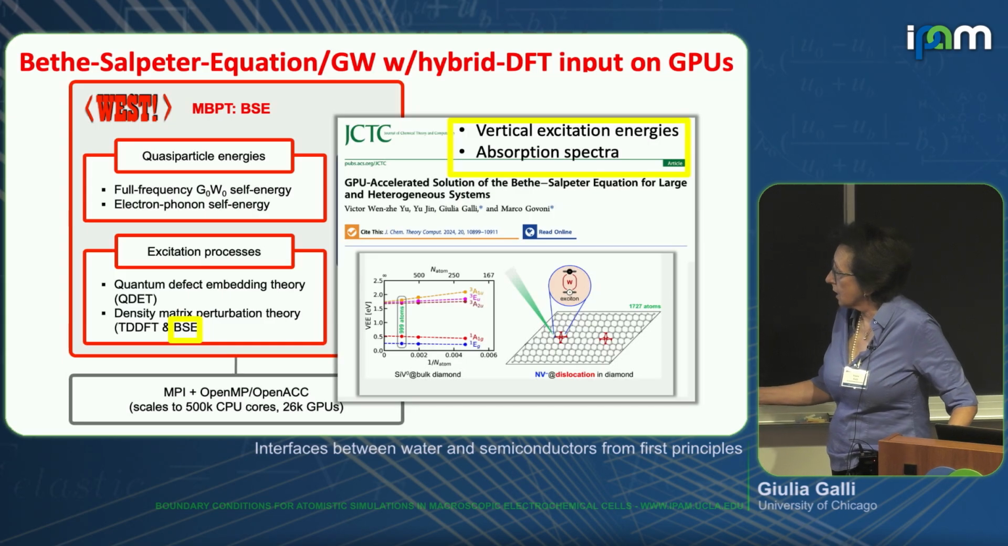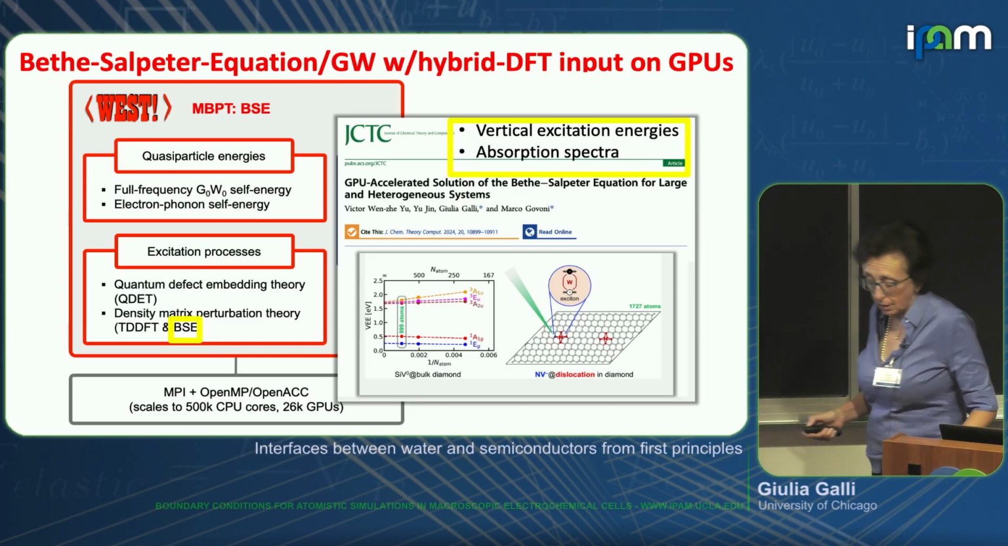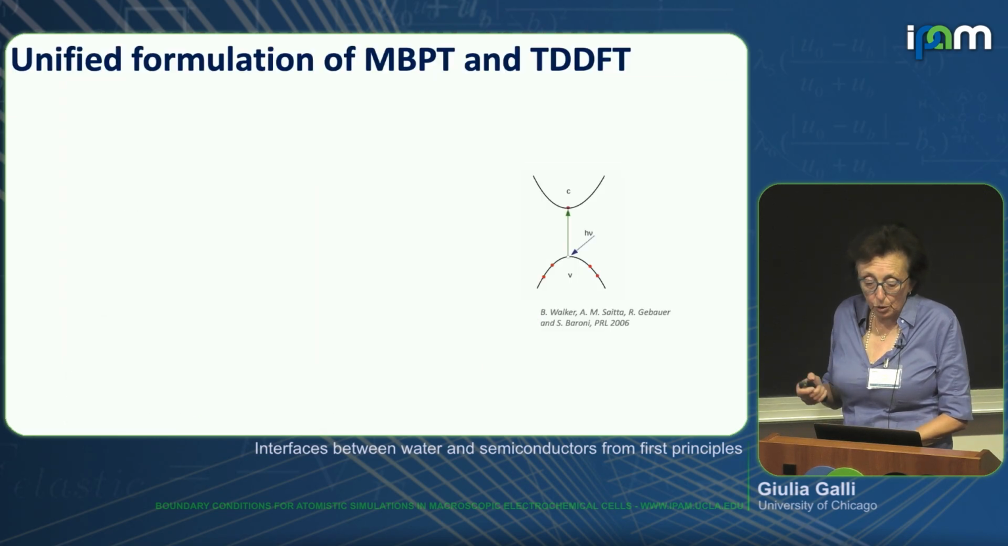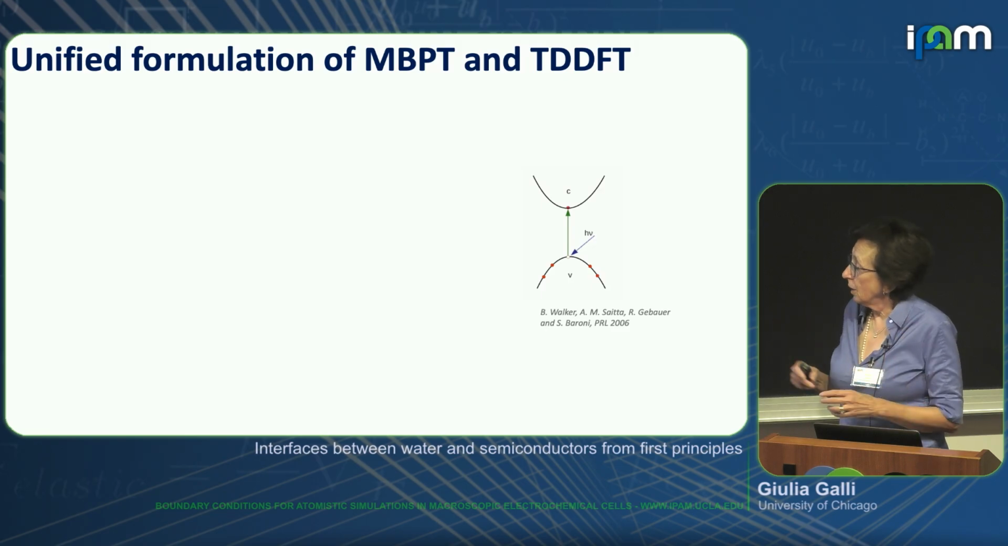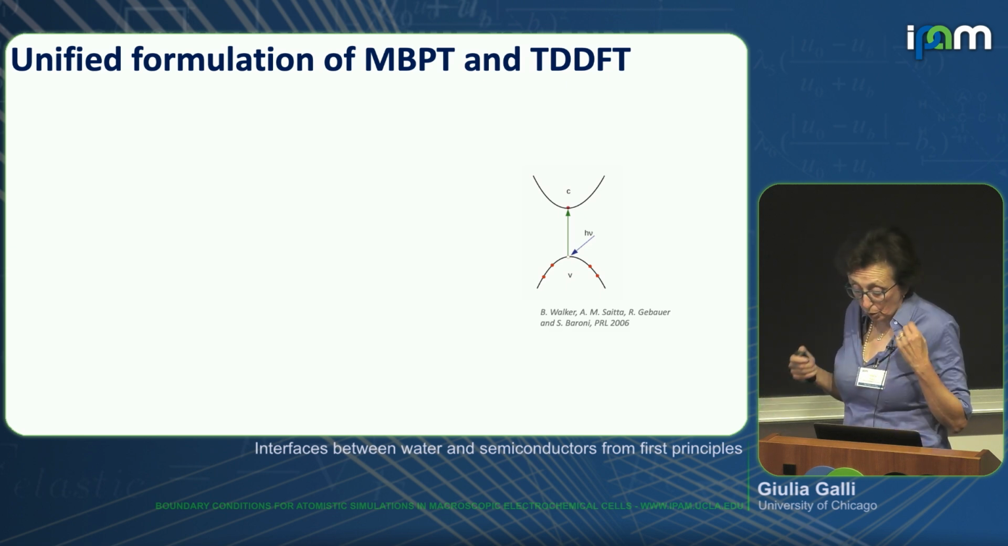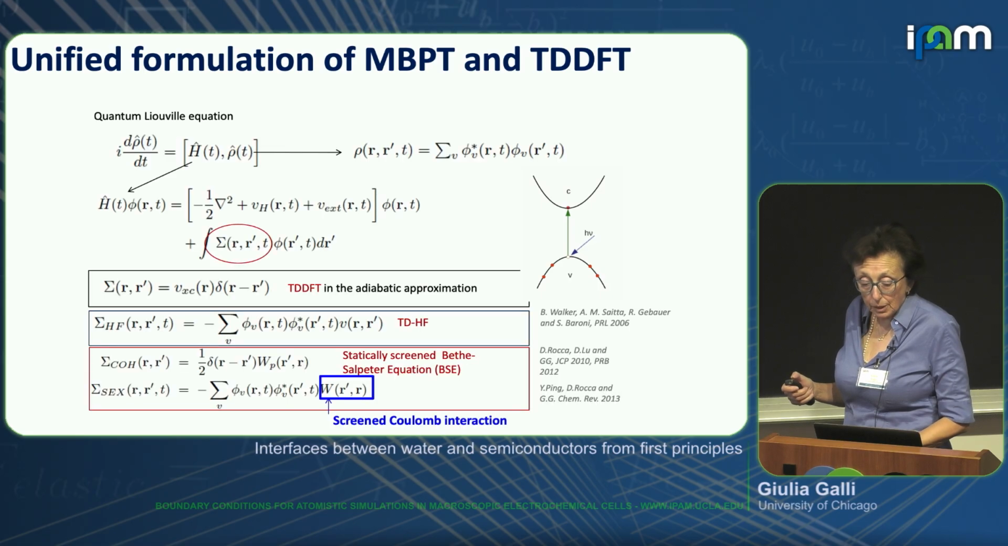And this is a system which is pretty complicated. It's a system with dislocation. And again, for those of you who are not familiar, our way of solving the Bethe-Salpeter equation built on work done almost 20 years ago in the group of Stefano Baroni for time-dependent density functional theory.